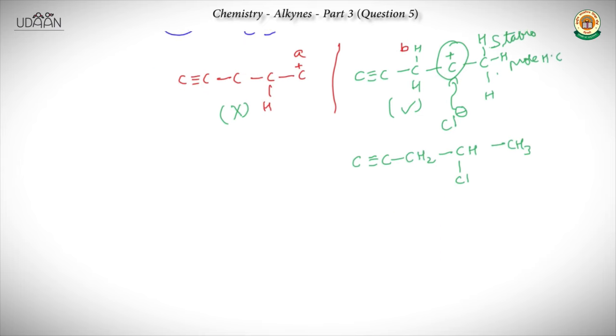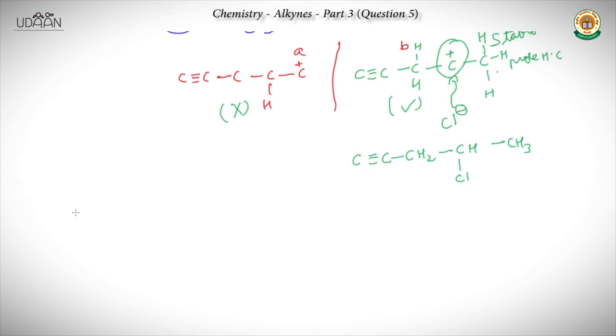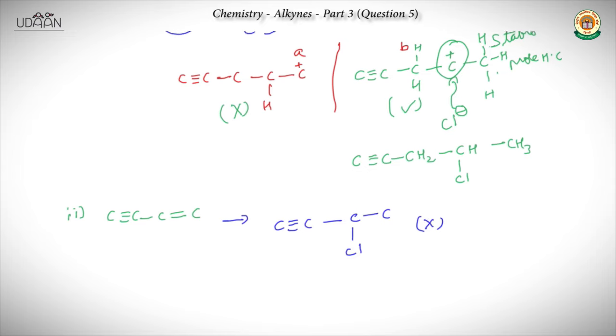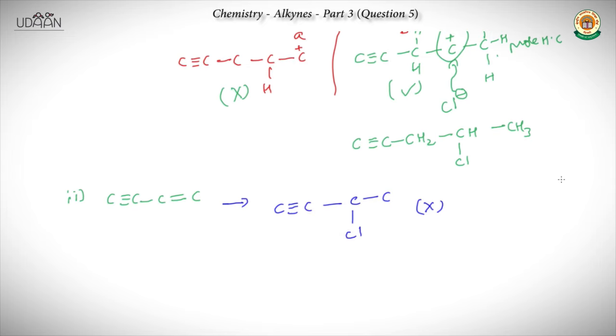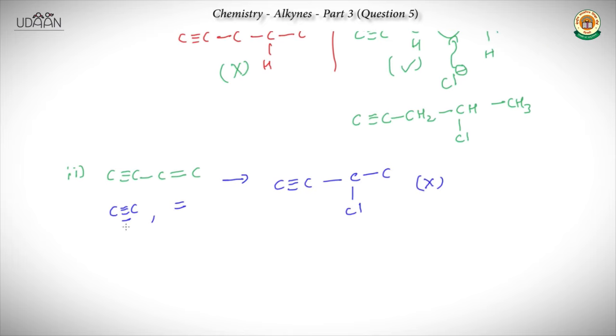Now let's come back to the second part, where you have C triple bond C, C double bond C. It'll be pretty much the same, right? That's what we think, and we write the product as C triple bond C, CCl, C. But this is wrong, because if you observe carefully, this triple bond and this double bond are in resonance.